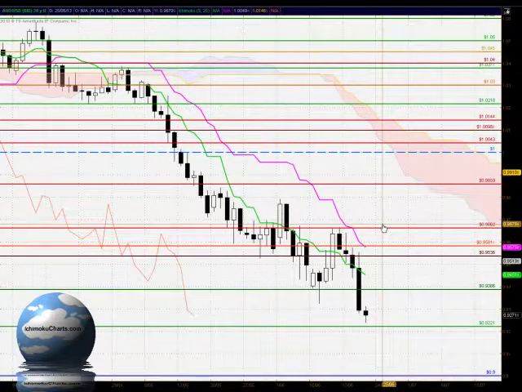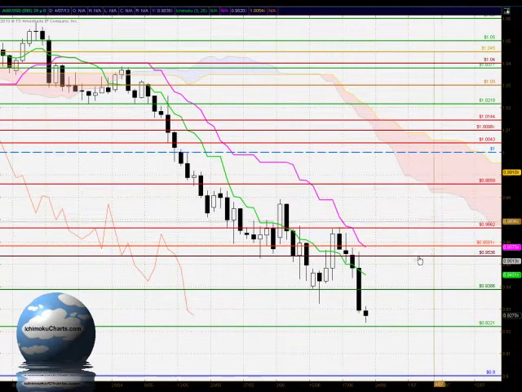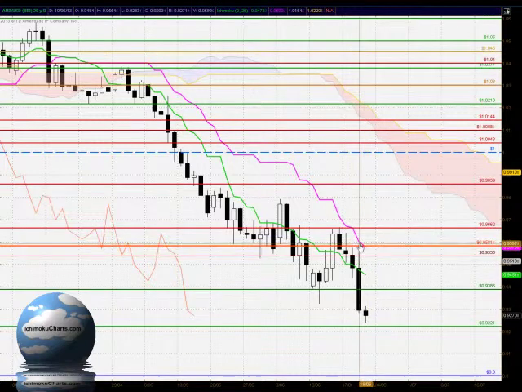In terms of Ichimoku, obviously a bearish market in all three timeframes. The market is trading down below the cloud, so bearish in the long-term timeframe, bearish in the medium and fast-term timeframes by trading below the Kijun-sen, the pink line, and the Tenkan-sen, the green line.